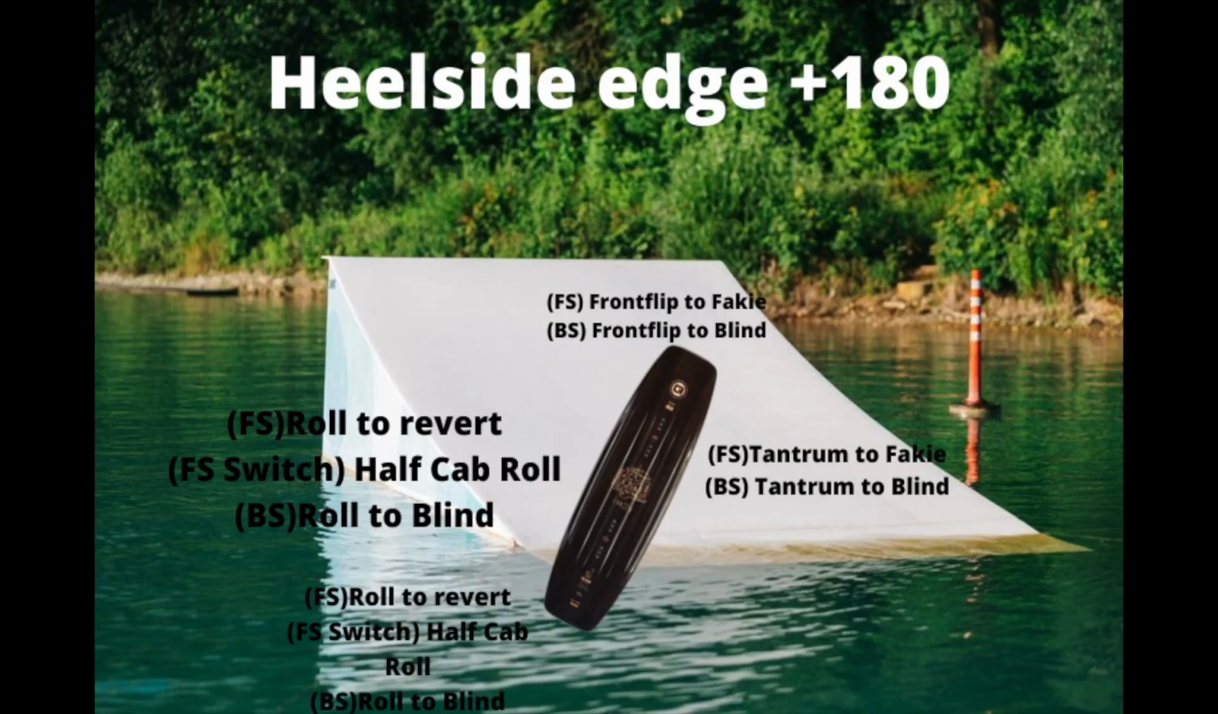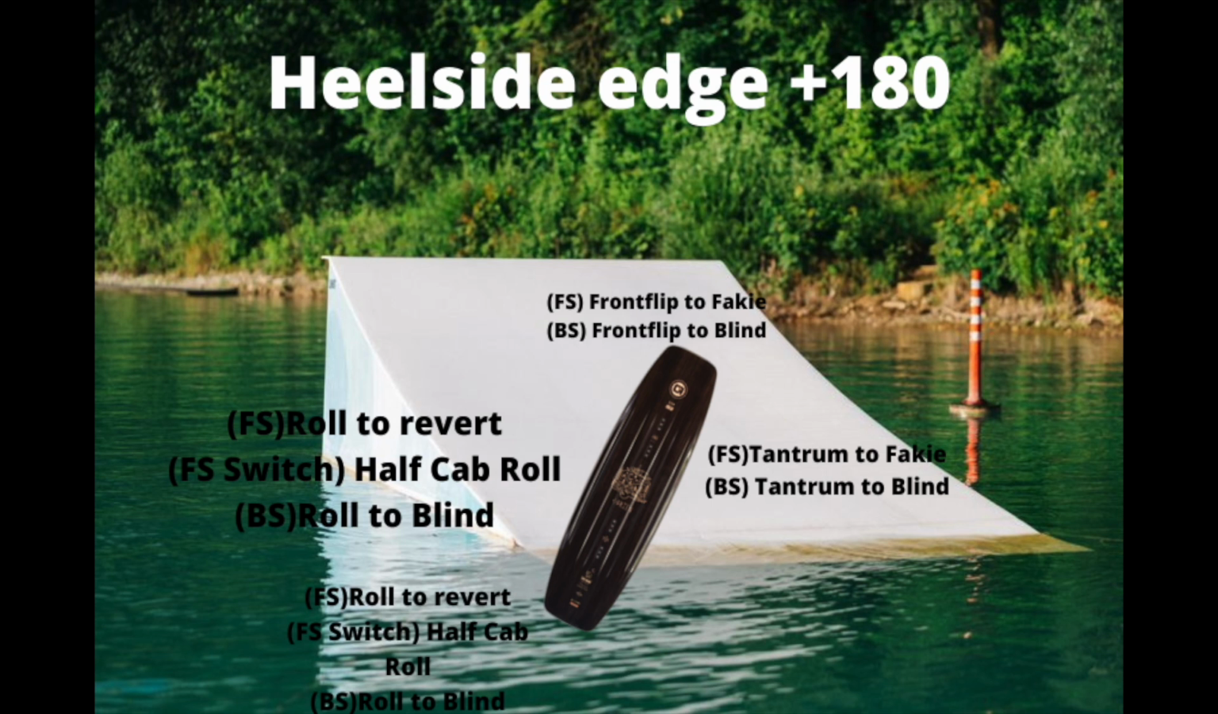Now let's go over all the flips if you do a 180 with it. If you're on your heel side edge and you cartwheel over the nose and do a front side 180, it's called a front to fakie. If you do a back side 180, it's called a front flip to blind, or a Hasselhoff if it's switch. If you roll over your heel side edge and do a front side 180, it's called a tantrum to fakie. If you roll over your heel side edge and do a back side 180, it's called a tantrum to blind.